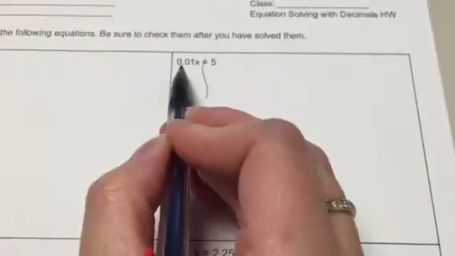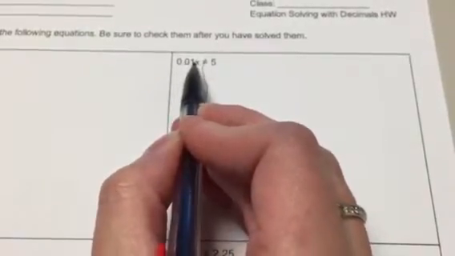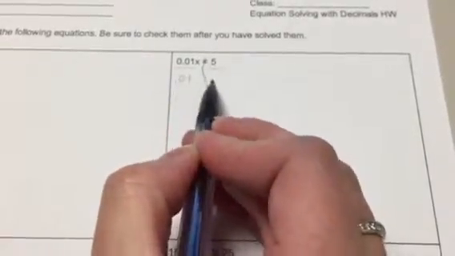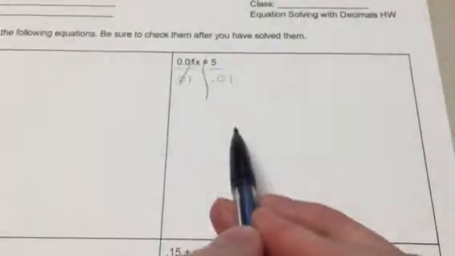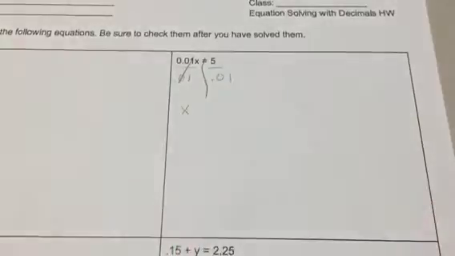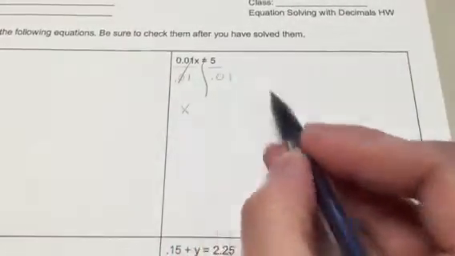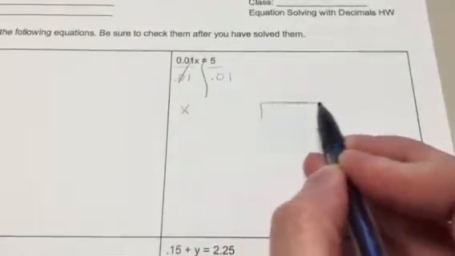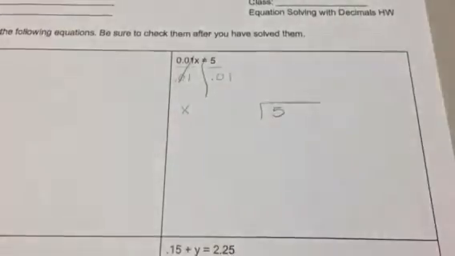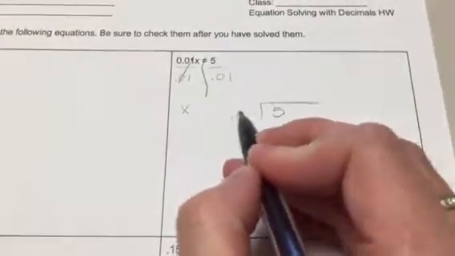And I see that 0.01 is being multiplied by x. So the inverse is to divide by 0.01 on both sides. That'll make the 0.01s reduce to 1 and you'll be left with x. Now on this side, we haven't divided with decimals in our heads like that, so we're going to write it using the division sign.